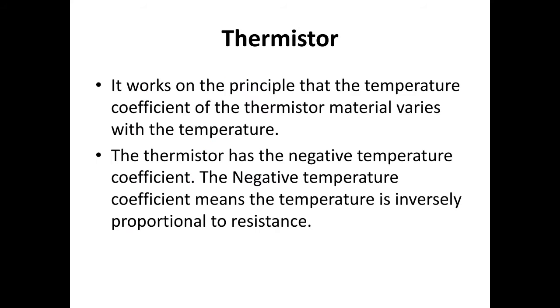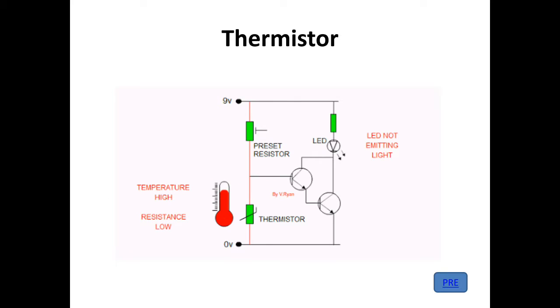And next is your thermistor. This is very important because the temperature will be measured. The thermistor is of two types: one is negative temperature coefficient and the other is positive temperature coefficient. If you see in this one, when temperature decreases, your resistance increases. This is negative temperature coefficient.